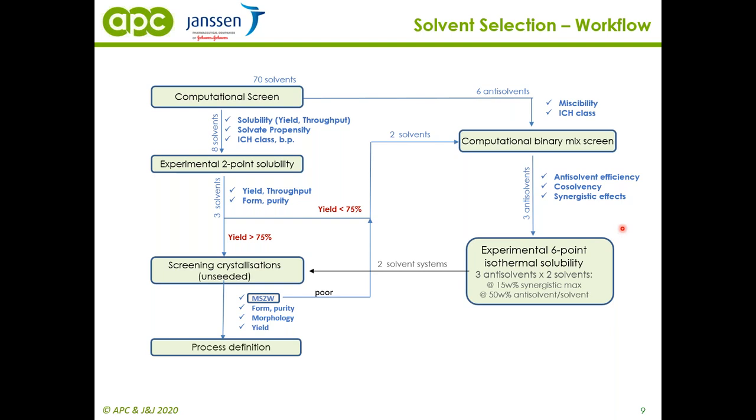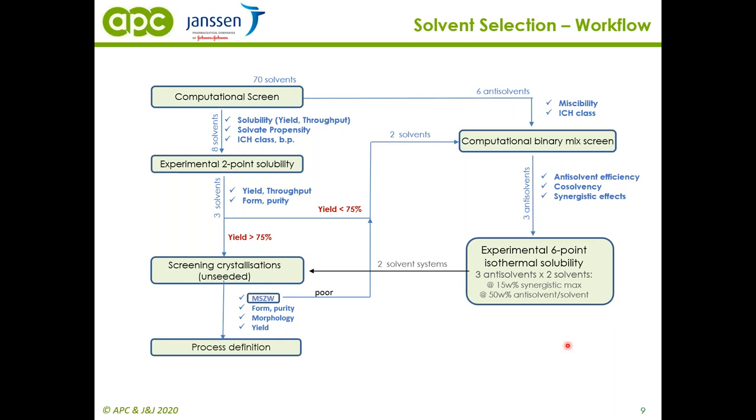And here we are looking into the detail of how efficient the anti-solvent is. Is there any co-solvency effect, or is there a solvation synergistic effect? Based on that, we are proceeding with experimental isothermal solubility. Here, usually we pick only a few experimental points. If there is a synergistic maximum, we have experience, usually it is around 58 percent. So this is what we want to check.